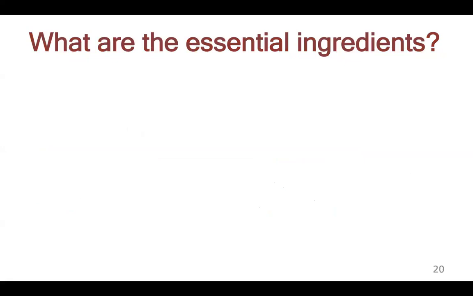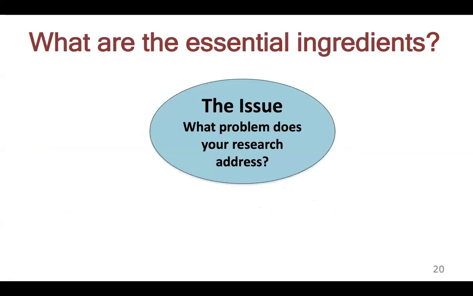So what are the essential ingredients of the proposal? You've got the issue. What is the problem your research addresses? That is key, because before you start developing a proposal, you have to come up with a title, and that title has to reflect the problem your research is going to address. Is it going to address the issue of malaria? Cholera? Mental health? Or which area do you think needs more information, so that your conclusion is going to increase the body of knowledge?